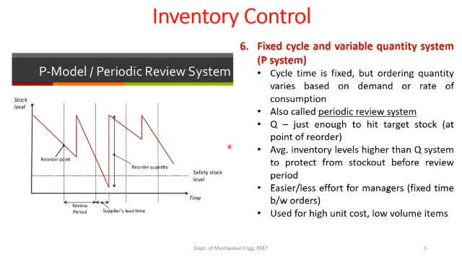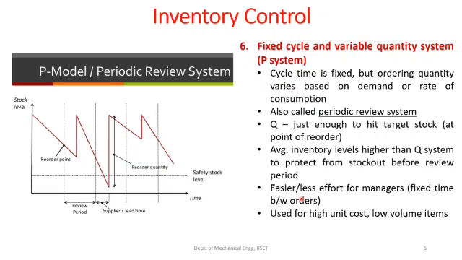So here the average inventory levels are higher than the Q system, and this is generally to protect from stock out before the next review period. So this is generally to avoid any kind of stock out conditions before the next review takes place. So here an advantage is that there is easier and less effort on the part of the managers, because they only have to monitor the stock at regular time intervals.